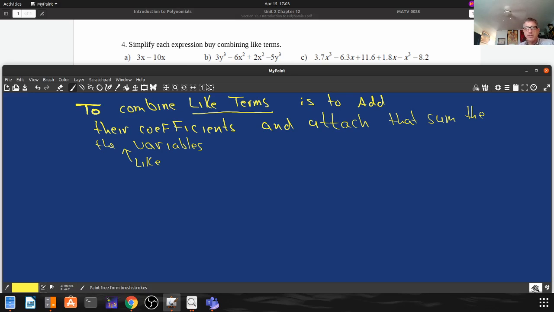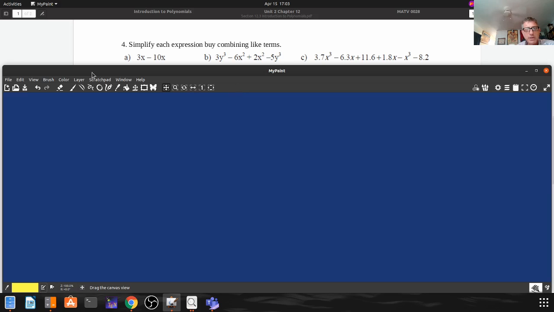So let's just look at some examples here. I mean, literally just spelling that out makes it more complicated than it really is. So we're going to simplify these expressions by combining like terms. So 3x minus 10x. This is one term and this is another term. Are they like terms? Yes. So what I do is add the coefficients, 3 minus 10, and I attach them to the variable. So 3 minus 10 is minus 7x.